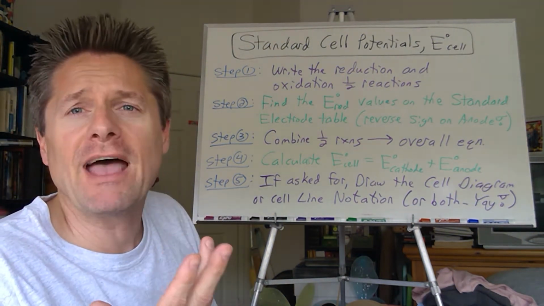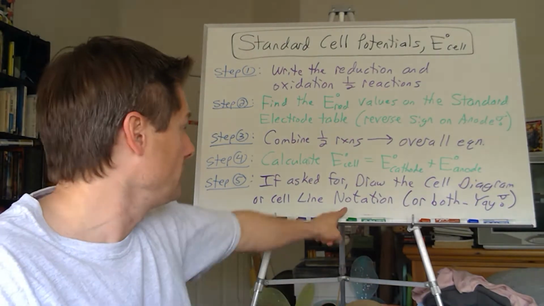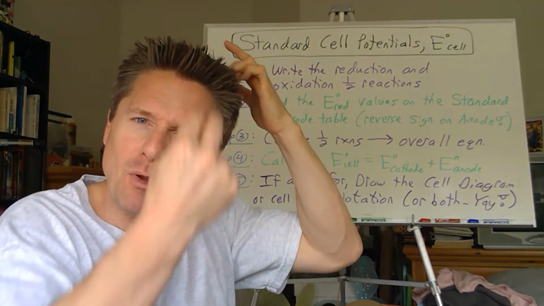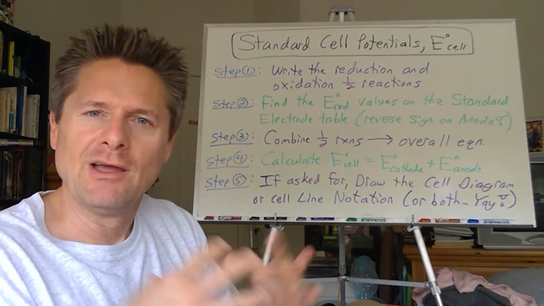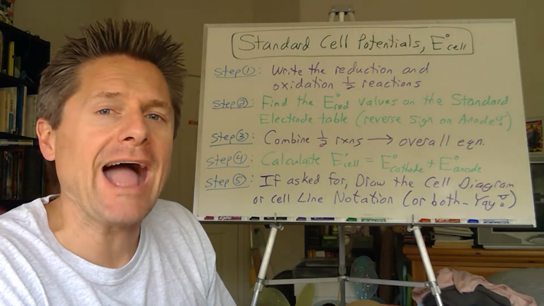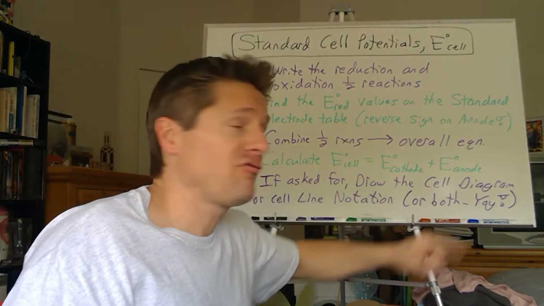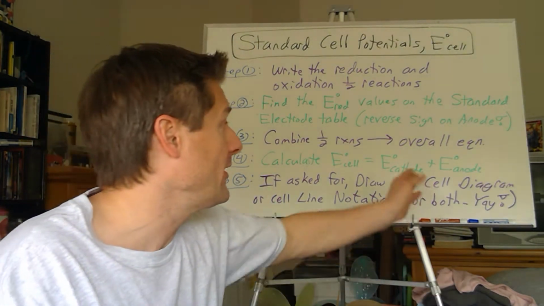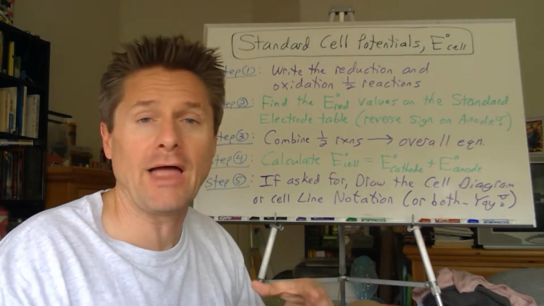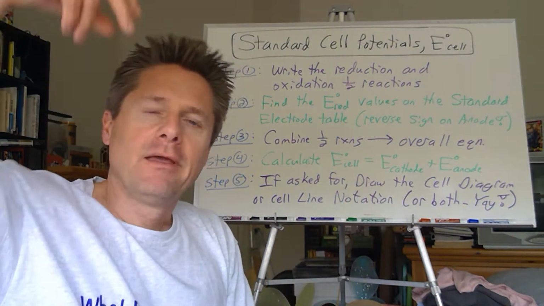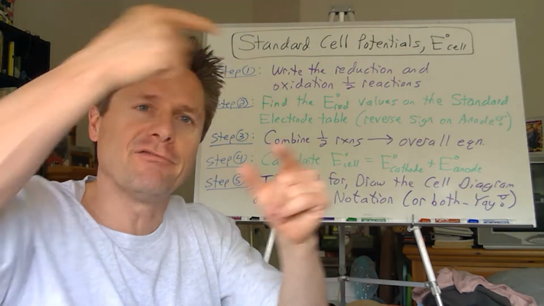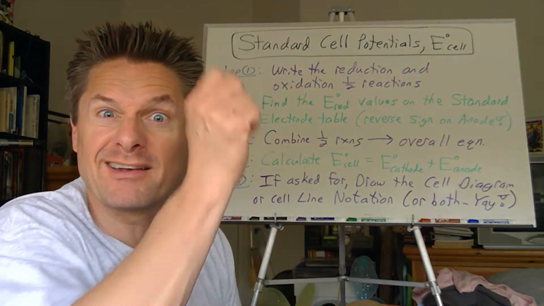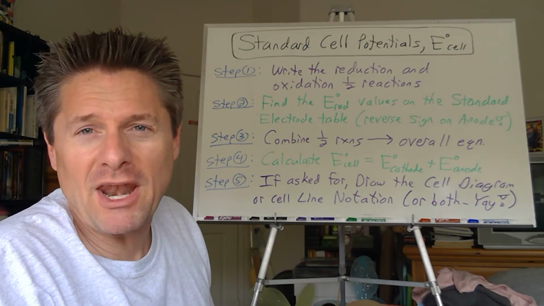Step 5, what if I ask you for the cell line notation? Where you're drawing the overall equation, but you're doing it with the vertical lines and the double vertical line for the salt bridge. Kind of a different way of looking at the reaction. And I might ask you for the overall electrochemical cell. If I say draw the voltaic cell, draw the galvanic cell, draw the electrochemical cell, something like that, or draw the cell diagram, then you've got to do the beakers and the gas ports if you have a gas, the voltmeter and the salt bridge and the flow of the ions and the electrons zipping around, all that fun stuff. That's my favorite part. You just kind of go through there. Even though I'm not a great drawer, I like to draw.